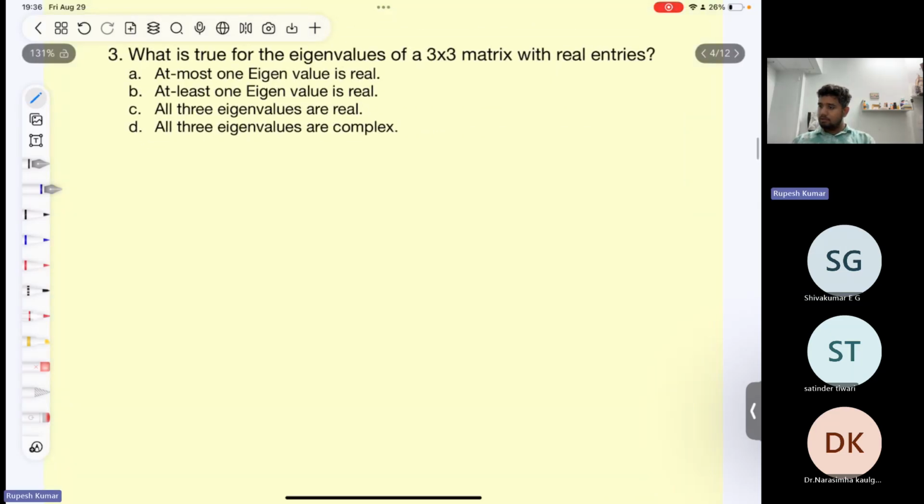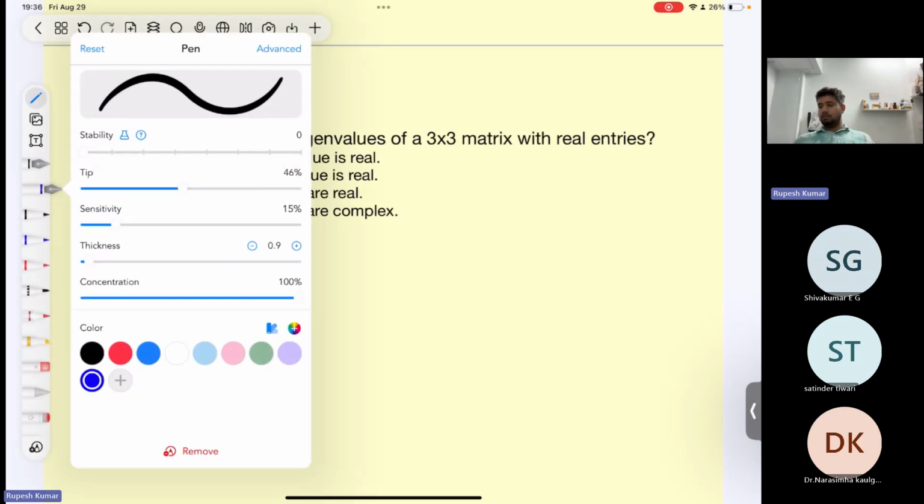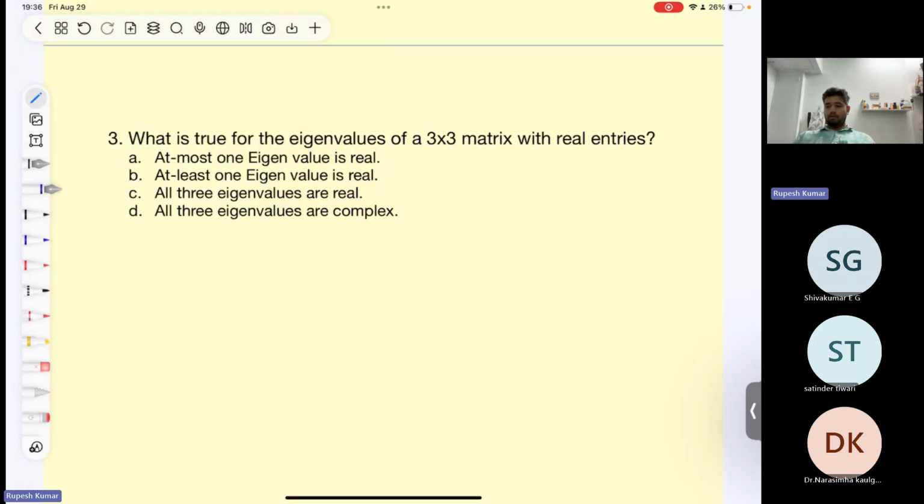Let's move on to the third problem. What is true for eigenvalues of a 3 cross 3 matrix with real entries? We already saw we get a degree 3 polynomial, right? And we want to find the roots of this. So we get at least one eigenvalue real. Yeah, at least one real, right?